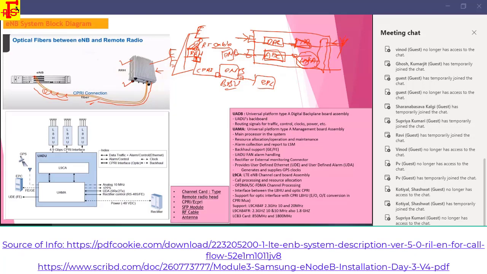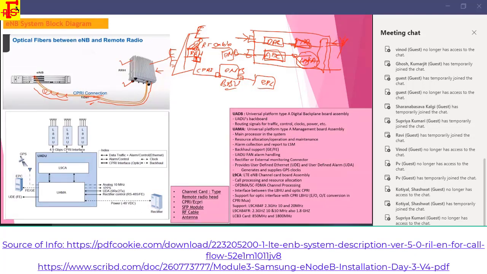So in the receiver section, it receives the desired band of the signal from the antenna, amplifies it, and sends it to the eNodeB. So this is the transmitter, and reception happens in the RRH. After that, you can see here there is the RRU. The eNodeB is connected through the CPRI connection, right? So why is the CPRI connection required?